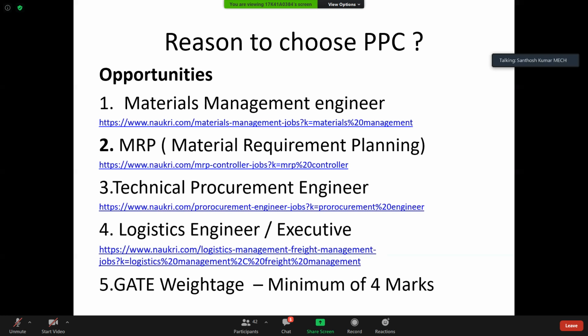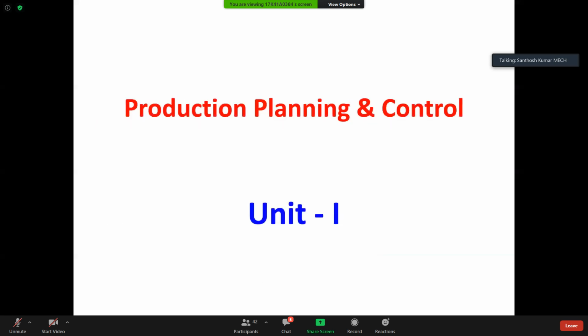When I started my GATE preparation, I started from the back because it's very easy. In GATE you don't need to study the entire syllabus. You have to find a very few topics where you can put in less effort and get more marks. So I started from the back, like industrial engineering and PPC, the production side. There I got good marks. Now we will start the actual syllabus: production planning and control.